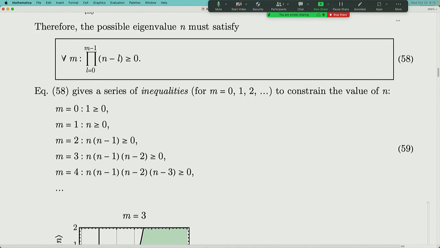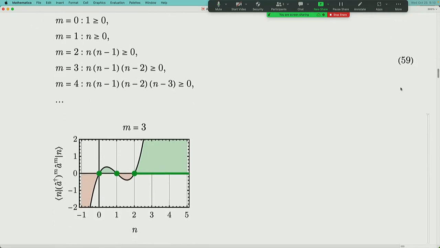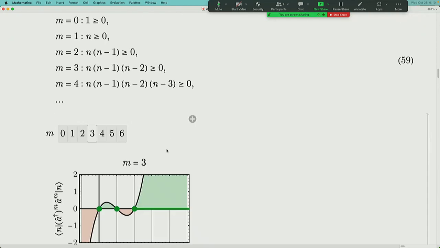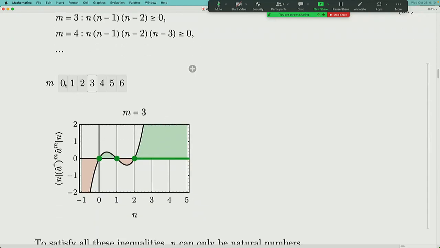So because when we derived this equation, we didn't put any constraint on m. So this inequality is supposed to hold for any m, any positive integer m. So all these equations must hold. I have a demonstration here. So if m equals 0, let's take a look.